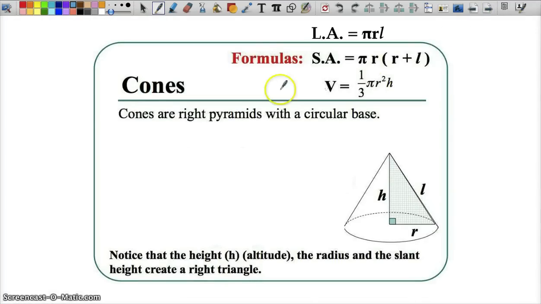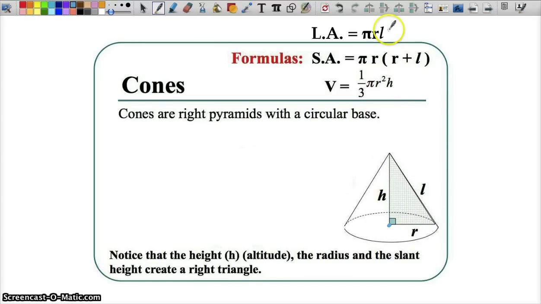And cones basically are right pyramids, and they just have a circular base, where in a pyramid you have a regular polygon. So with the circular base, what happens here is when you draw the height in, it's the center of the circle still, and then you have your radius, and that makes it really helpful for finding the area of the circle, and also you've got the right triangle happening again.